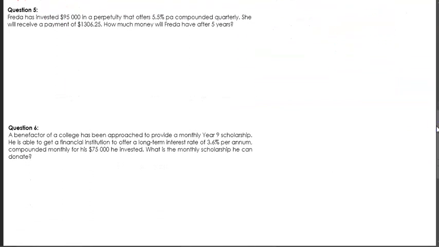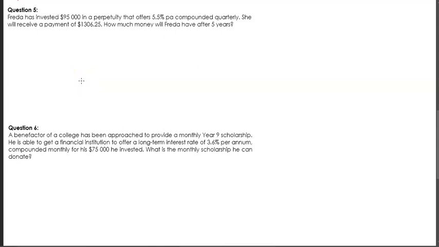All right, Frida has invested $95,000 in a perpetuity that offers 5.5% per annum compounded quarterly. She will receive a payment of $1,306.25. How much money will Frida have after 5 years?